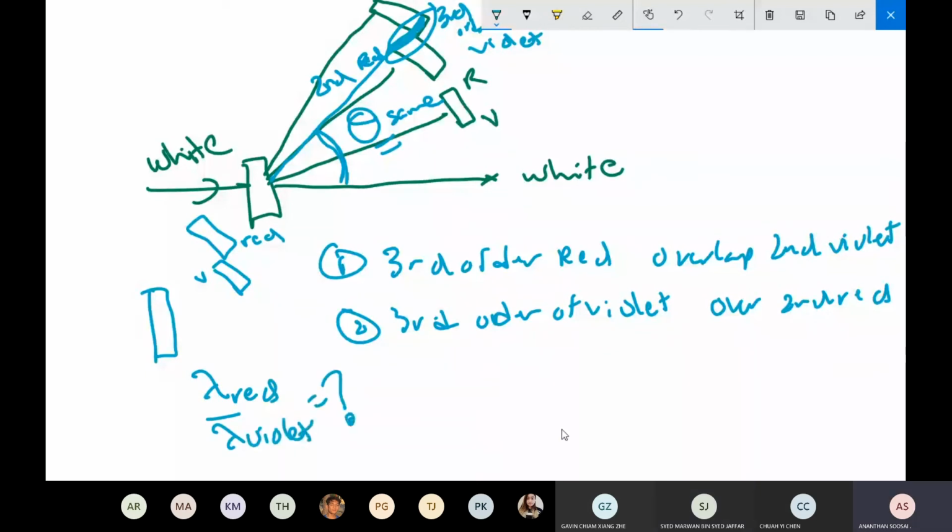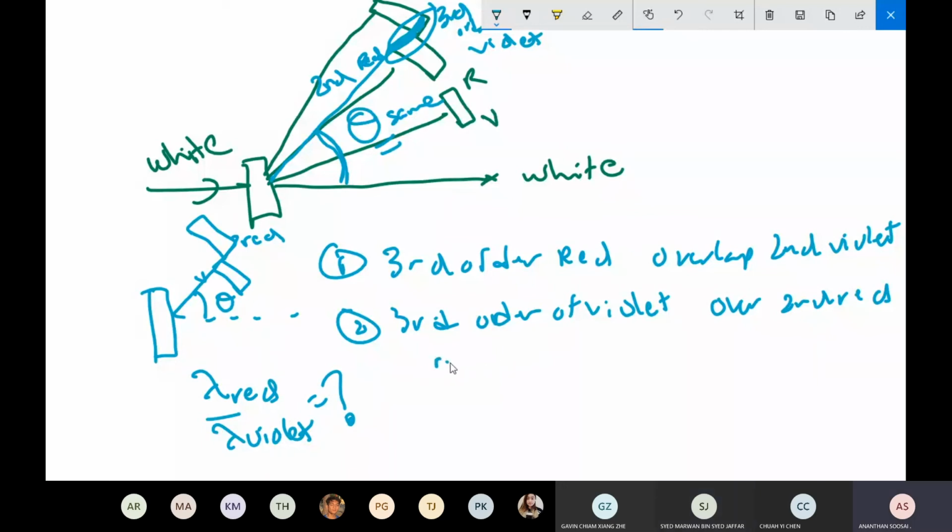Find the ratio of lambda red over lambda violet. After you measure the angle, the angle of overlapping is found to be theta. Find the ratio of lambda red over lambda violet. How are you going to find this? By using the diffraction grating formula.